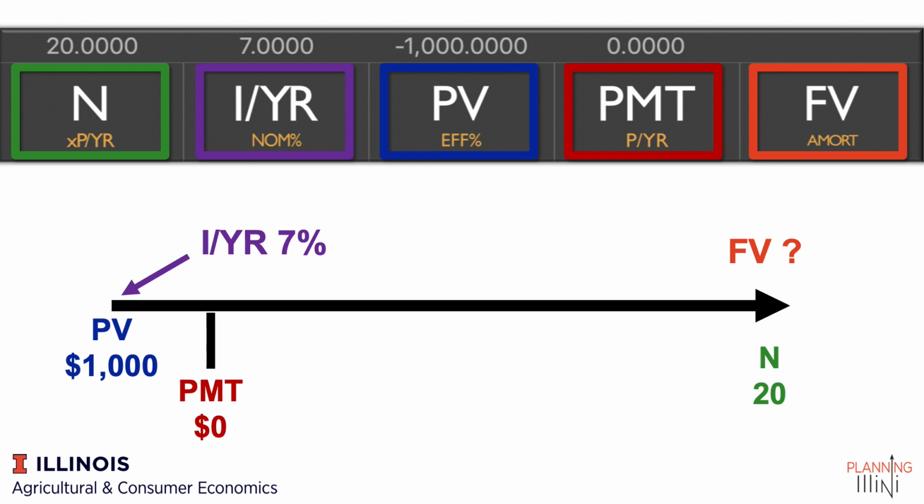We can see how that lines up with our calculator. You'd have 20 for N, 7 for I. We're going to have negative 1,000 for PV. We're going to have 0 for payment and then solve for FV. So let's take a look at the keystrokes.